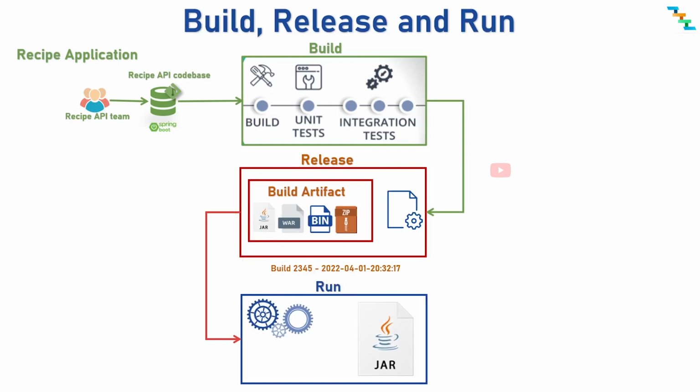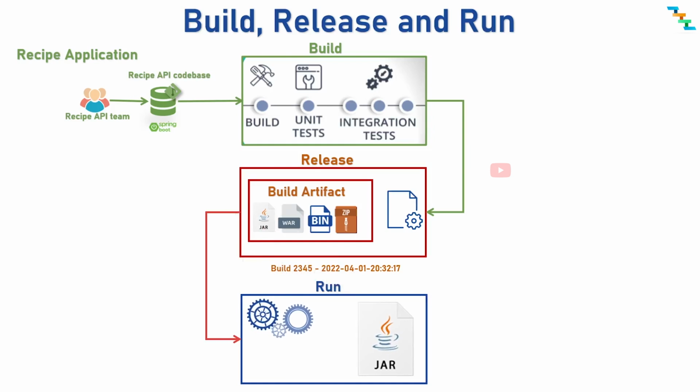In the 12-factor app, there must be a strict separation between these 3 stages: build, release and run. Once the artifact is built, it is impossible to change the code in the current artifact. In other words, the build artifact is immutable, which happens independent of other 2 steps.